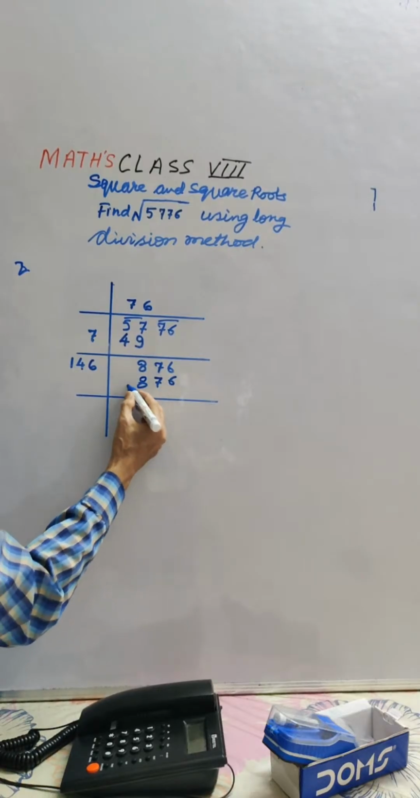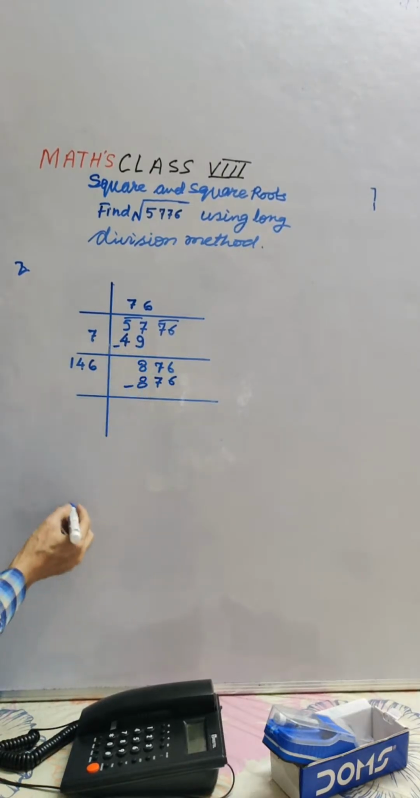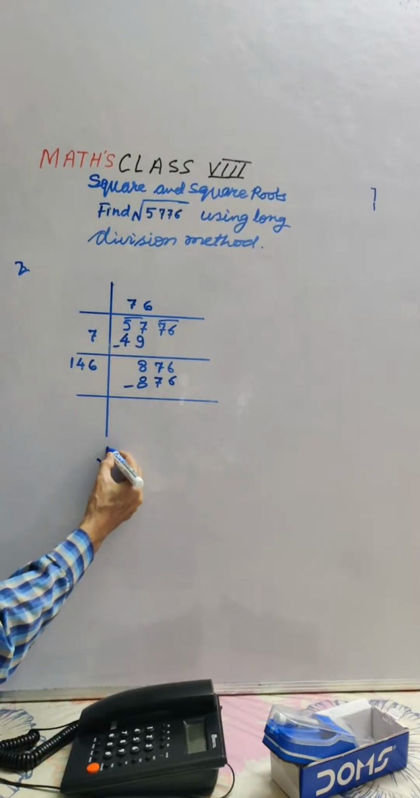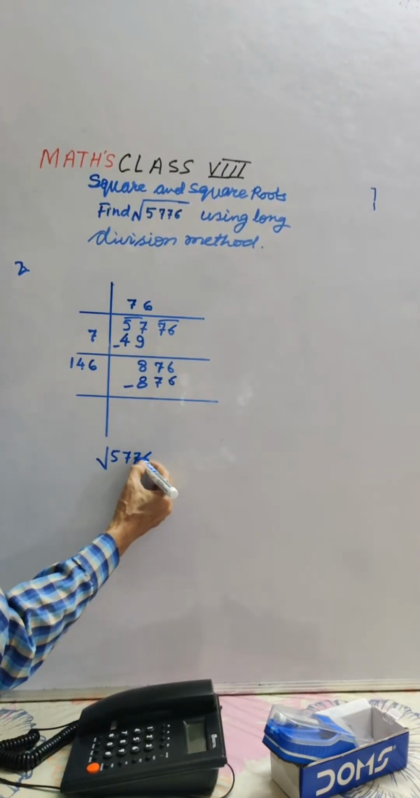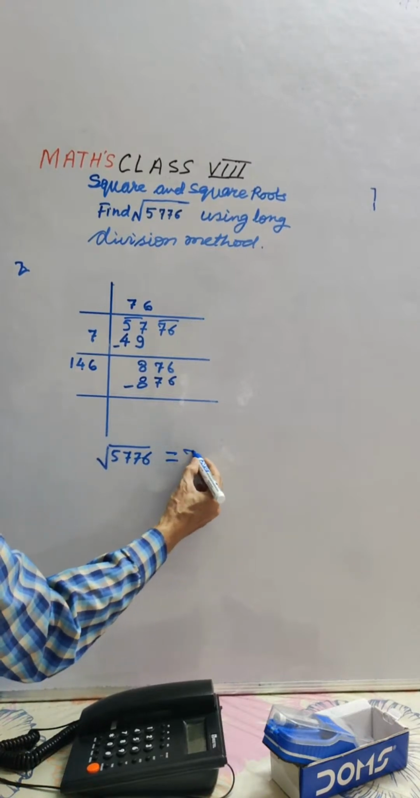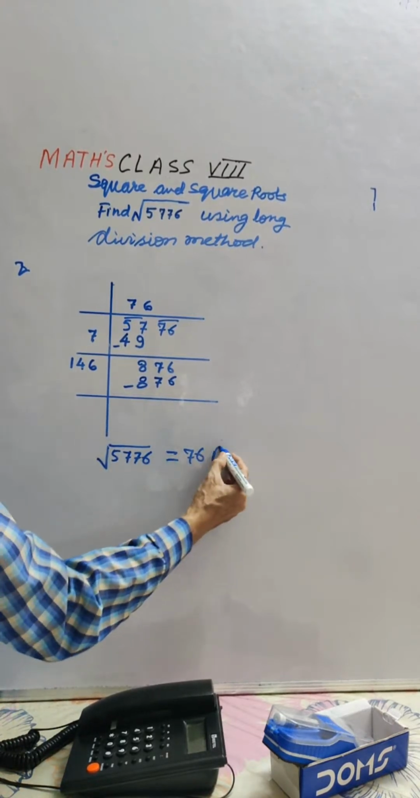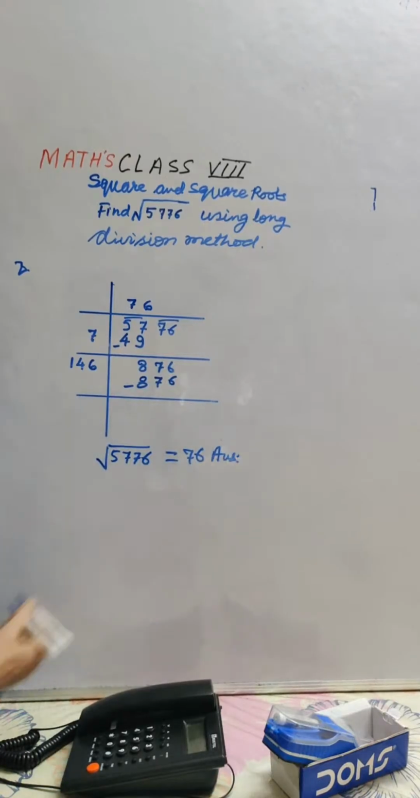So this way we have got square root 5776 is equal to 76. This is the answer. This method is known as long division method. We can find a square root of any number by using this long division method.